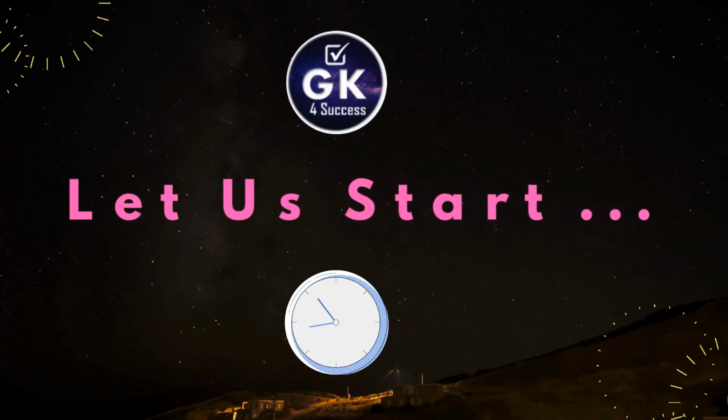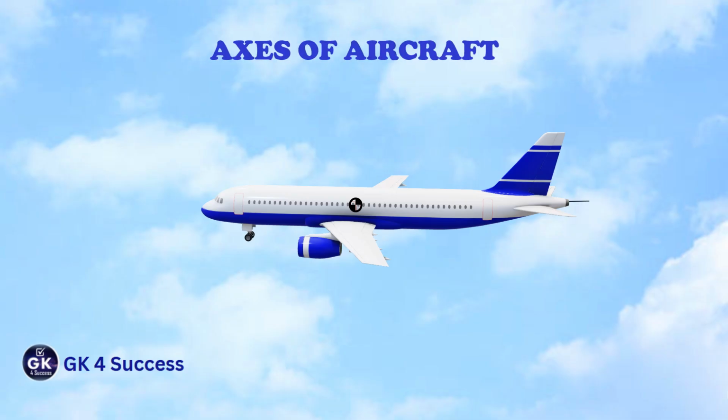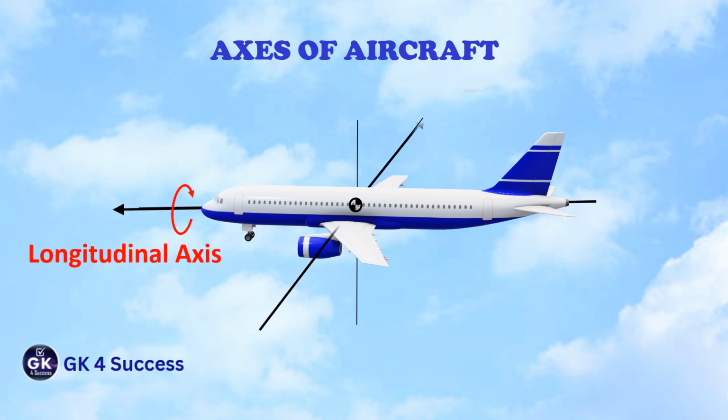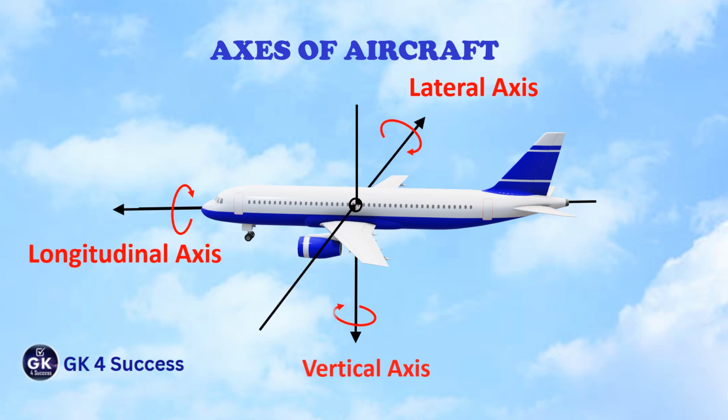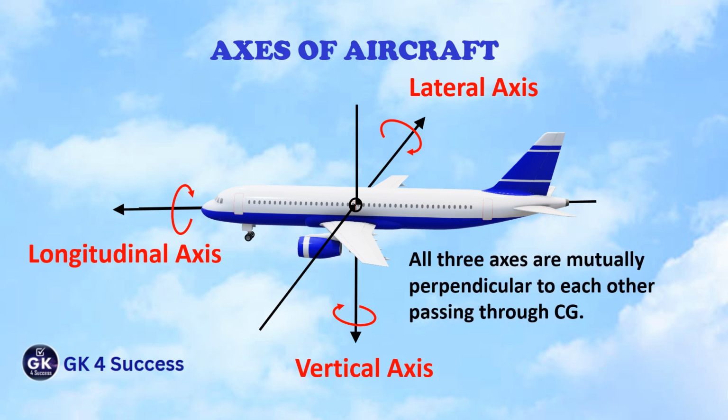Let us start. Let us imagine 3 lines mutually intersecting at right angles at the aircraft's center of gravity. In aviation, these are known as the longitudinal axis, lateral axis and the vertical axis.